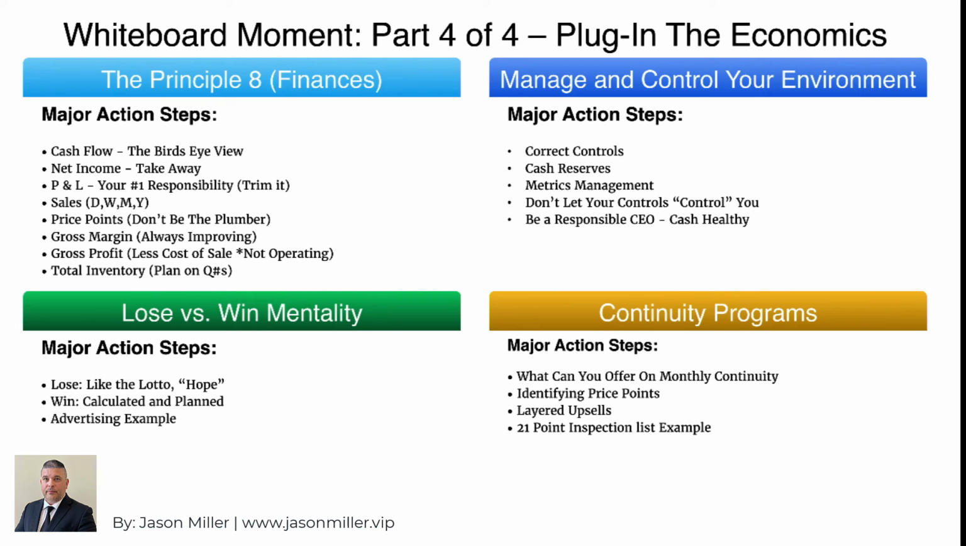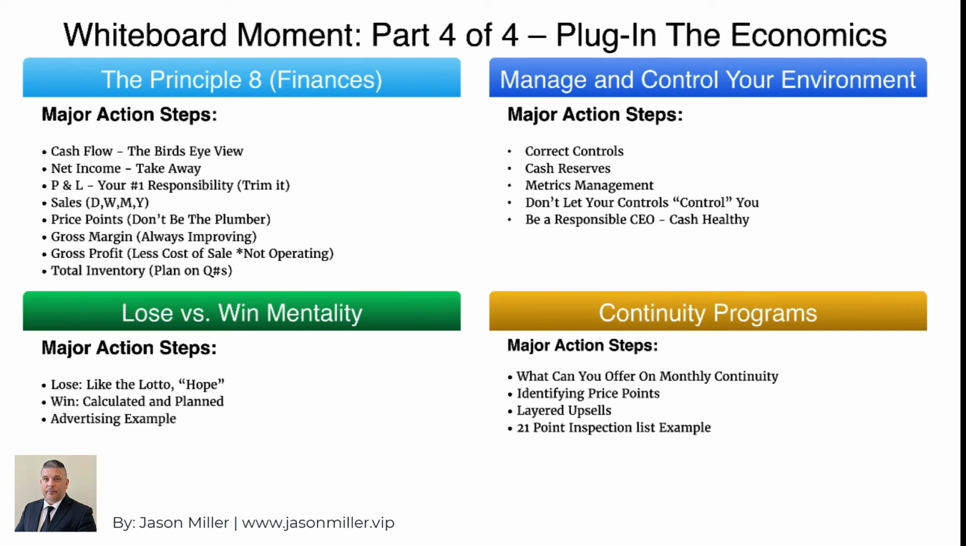But it's a way to get a continuity program up and running, making that additional money on autopilot. Now, you have to really look at price points for this. Look at what your competitors are doing in the space that you're in, and ensure you are not pricing yourself outside the market space. Okay, that's really important. And then coupling that with layered upsell.